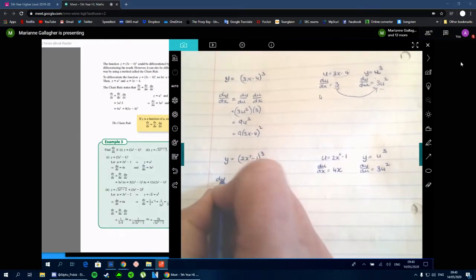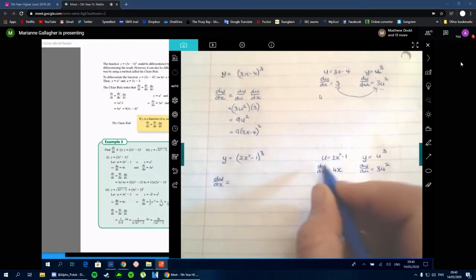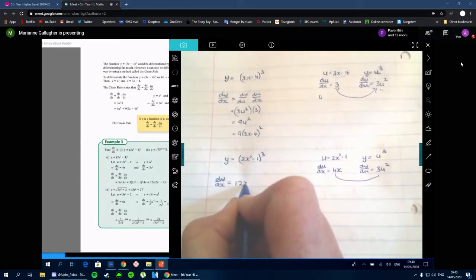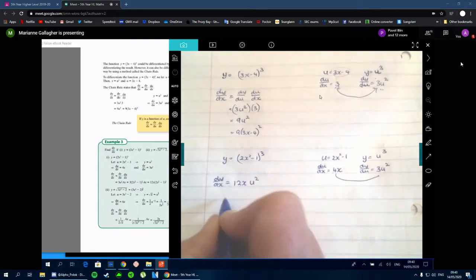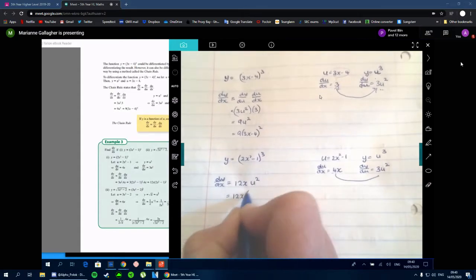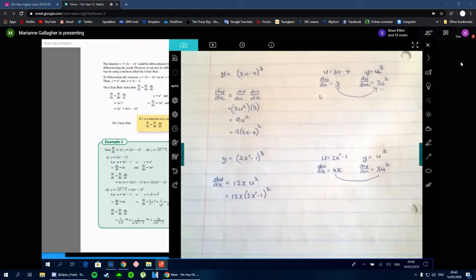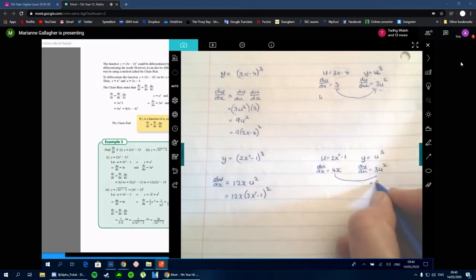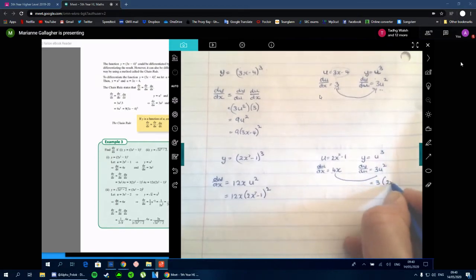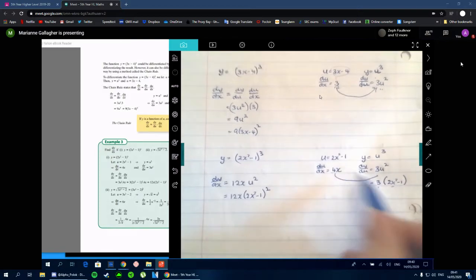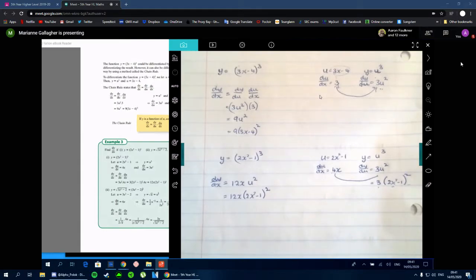So dy/dx is equal to these two, basically. So 4 by 3 is 12x by u squared, and u is equal to 2x squared minus 1, and that's squared. Okay, or you could change this here as 3 times (2x squared minus 1) squared, and then you multiply these two, and 4 by 3 is 12x by (2x squared minus 1) squared. Okay.